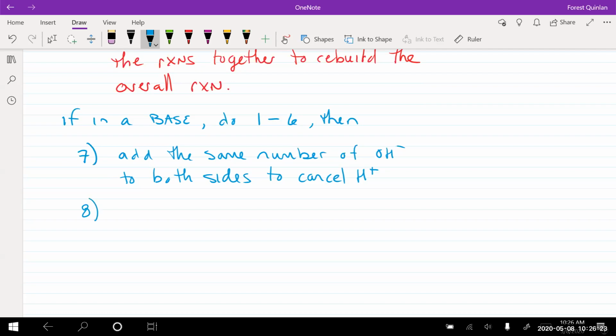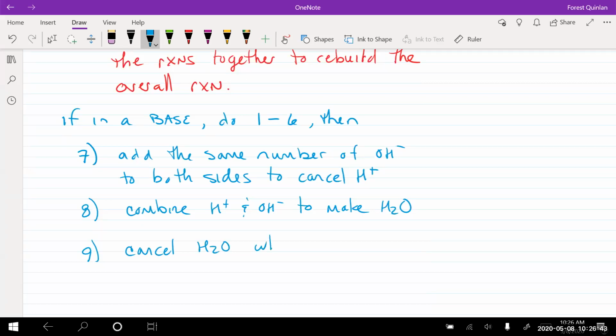Really, 7 and 8 could be combined. Combine H plus and OH minus to make waters. And then cancel H2Os when adding. And we'll do some examples, make no mistake. We'll do plenty.